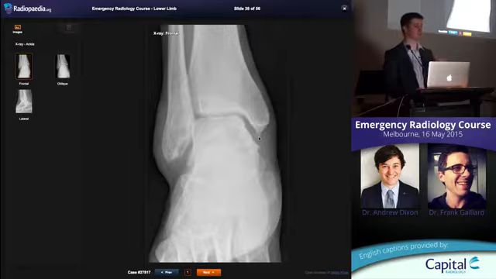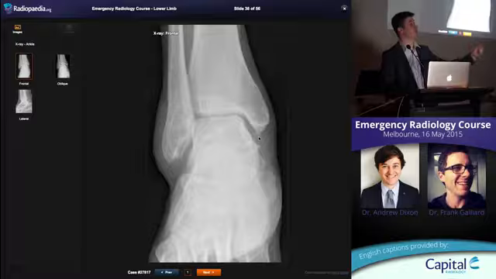You'll hear us use the term in our reports, well corticated. There is a well corticated bone fragment. We're saying that's old, it's been there for a long time, it's an accessory ossicle, or it's an old avulsion injury. We're not interested in it. Okay.